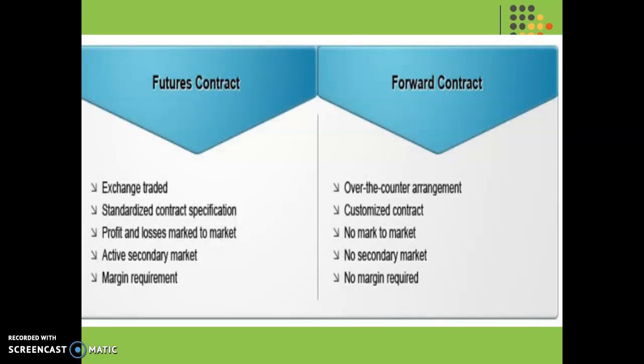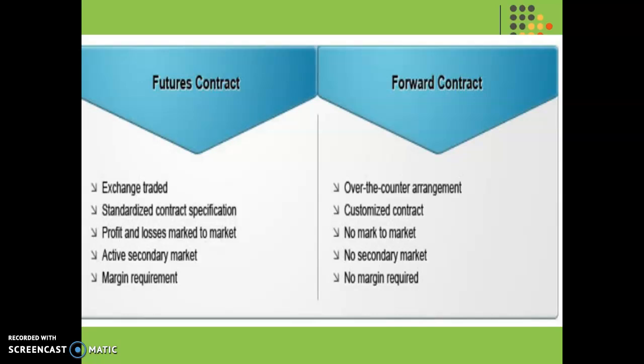There are actually many differences between futures and forward contract. To simplify, you can imagine those dealing with forward contract do their business under a tree. They can simply write their contract over the counter. Each dealer's contract might be different from another, hence the contract is customized. There is no secondary market for them to sell their contract.